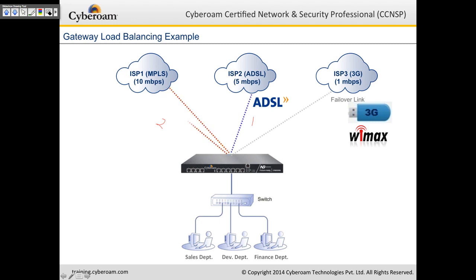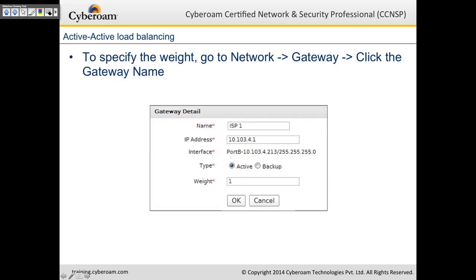Now if any one of the links fails or all the links fail, depending on your failover condition which you have specified, this 3G link will be activated. Now to specify the weight, you need to go to Network, then Gateway, and then the gateway name and IP address, and here you can set it up as active or backup, and this is the weight which you specify on individual gateway. Be very careful while you assign the weights to a gateway, depending on the bandwidth or the cost of the link.